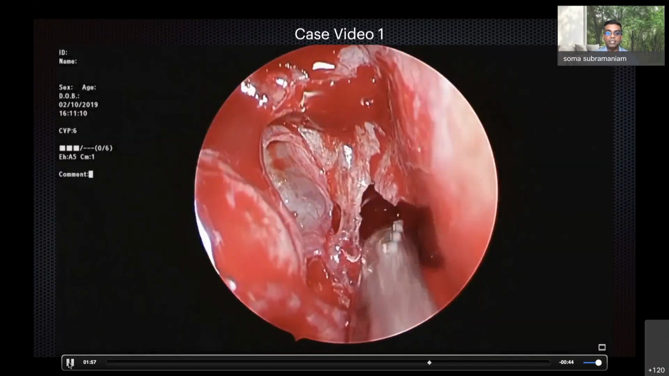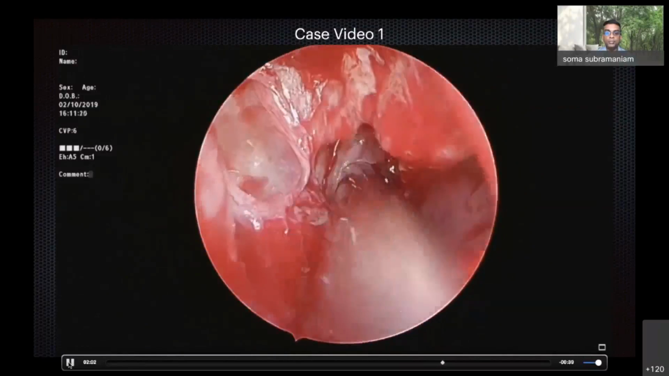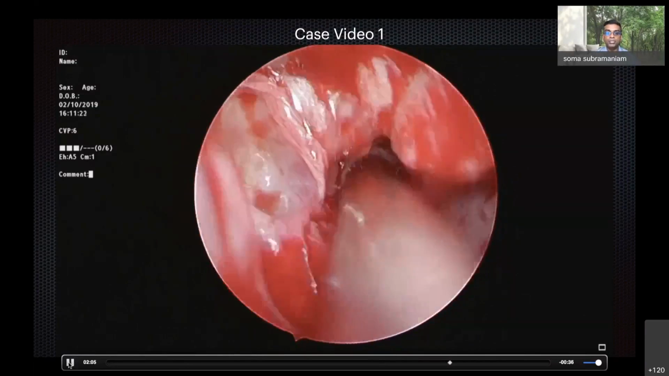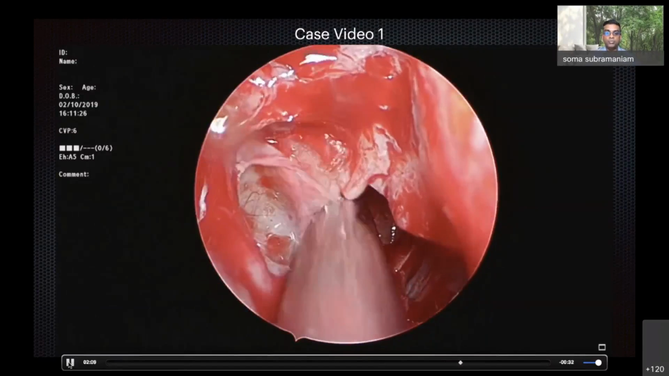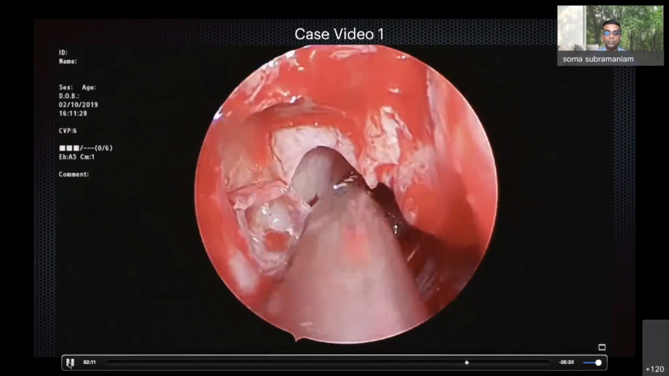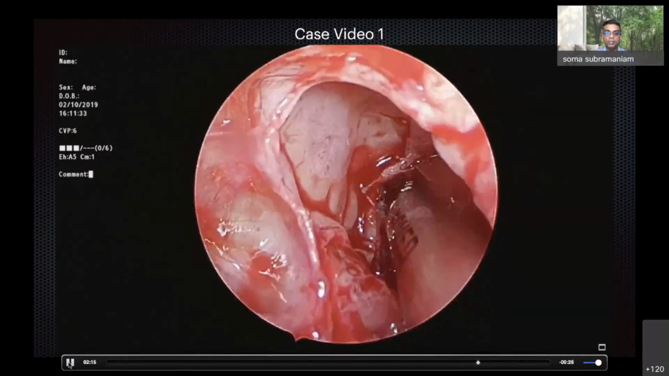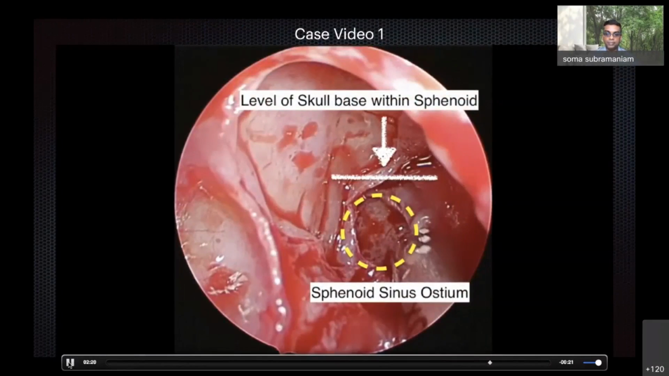Okay, so shaving the inferior half of that superior turbinate, removing some of the mucosa. And once you've done that, I know for sure that the sphenoid sinus ostium is going to be in that area. So I'm just widening it with the shaver, removing some of the overlying mucosa that is in the way to widen my view. Remember, we need it as wide as possible. And right there, in this case, is the sphenoid sinus ostium.